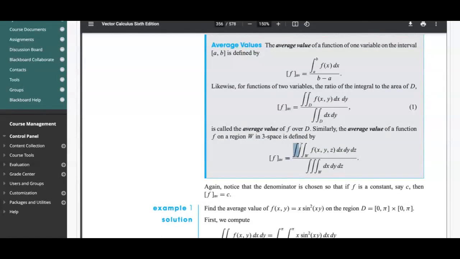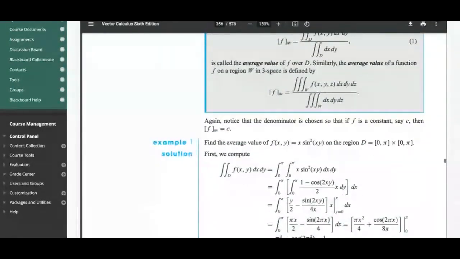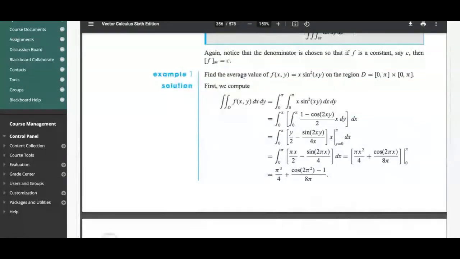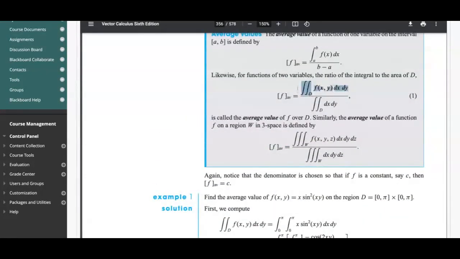Triple integral, right? A triple integral with the integrand is a four-dimensional volume divided by a three-dimensional volume, leaving one dimension, a number. So on and so forth. This can be extended to n dimensions. Let's see this example. We want to find the average value of such a function on the region D, a rectangular region. Just follow the formula.